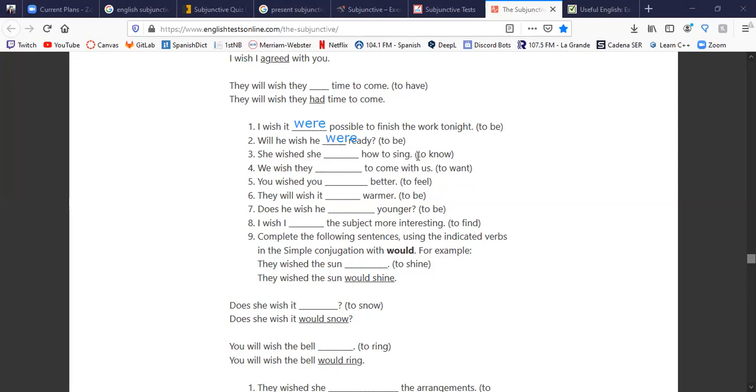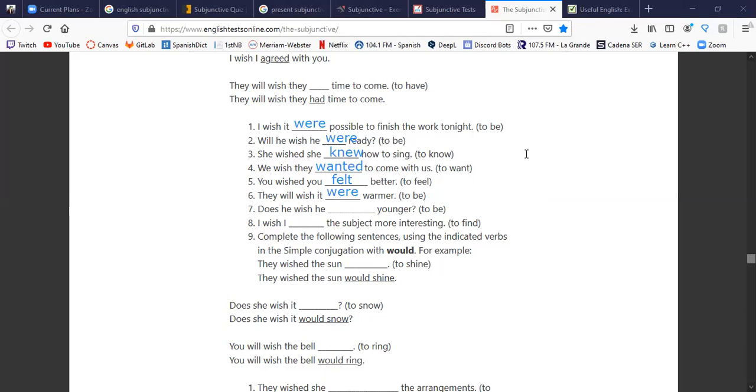Oh no, you just have one verb here. Ah, she wished she knew. Perfect. Okay. Number 4. Oh, you already answered it. Yeah, wanted would be the right answer. Okay, B-Cat, what's number 5? You wish you felt better. Perfect. Okay. They will wish it. What would that be, Vlad? It were. Were. Yeah.